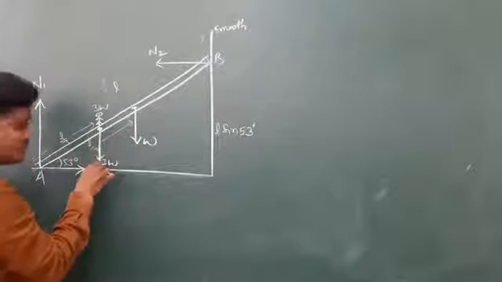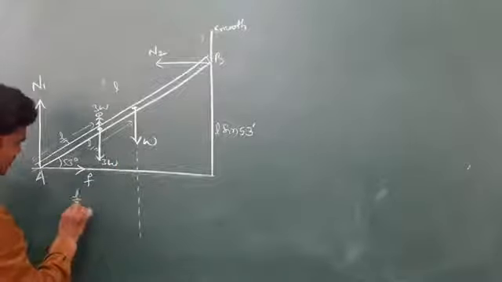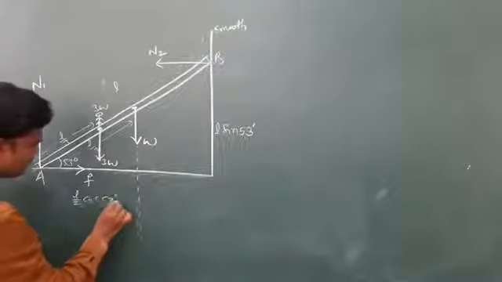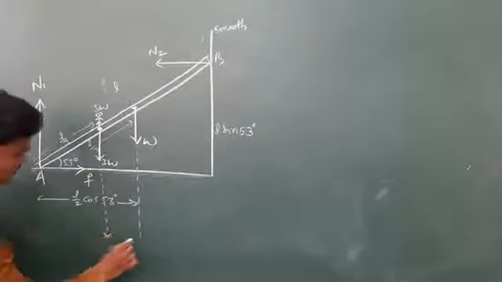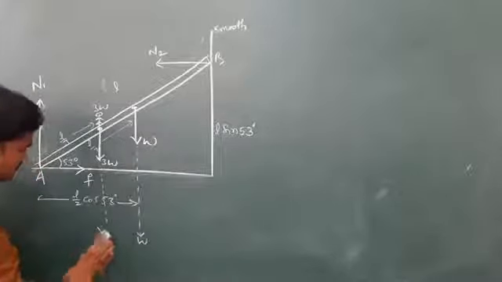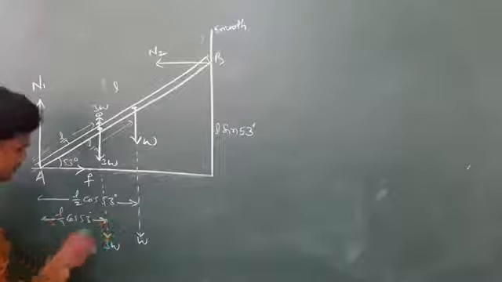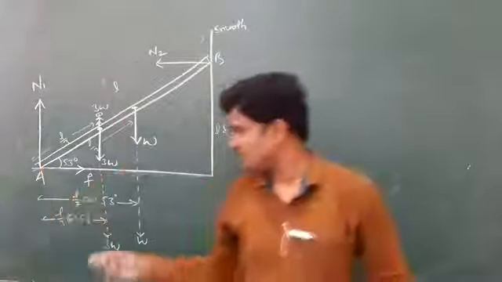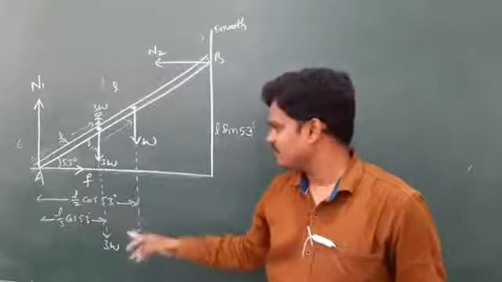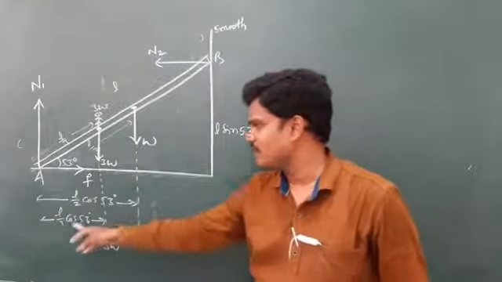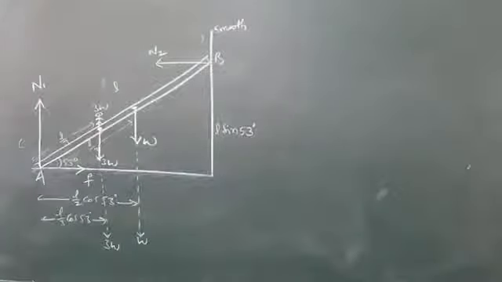For this W, the horizontal component is L by 2 cos 53. For this 3W, the horizontal component is L by 3 cos 53. So about this A, L by 2 cos 53 from W, from the weight of the ladder, and L by 3 cos 53 from 3W. Okay, is it visible? Yeah.